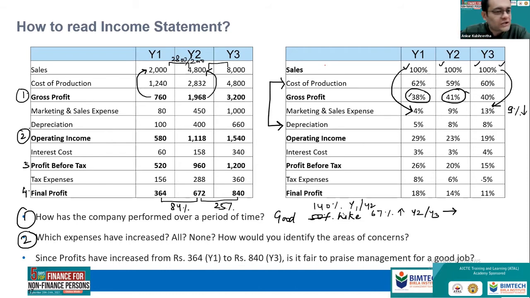Just by looking at cost of production, we were unable to analyze it. But now I want you to read it with depreciation. You see the depreciation has jumped up to 8%. When do you think depreciation is more? Value is getting reduced. Why is the long-term value of the asset going down?